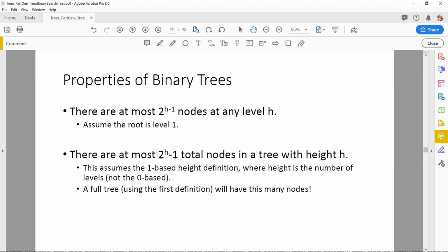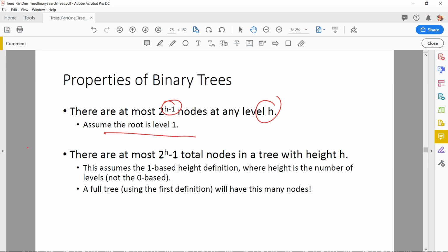Couple final properties of binary trees. In any given binary tree, there are at most 2 raised to the power of h minus 1 nodes at any given level h. And this assumes that root is at level 1. So we had said that it's possible to think about the root as being level 0. This definition assumes that the root is level 1. So assuming your root is level 1, the most nodes you can have at any given level are 2 to the h minus 1.